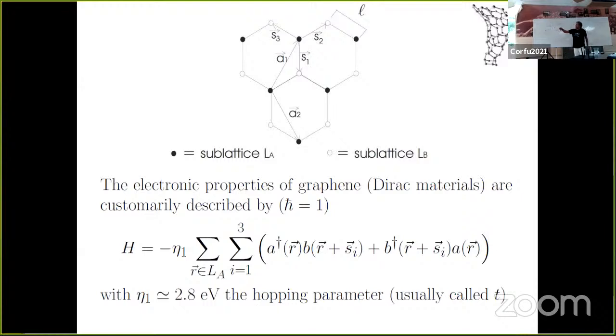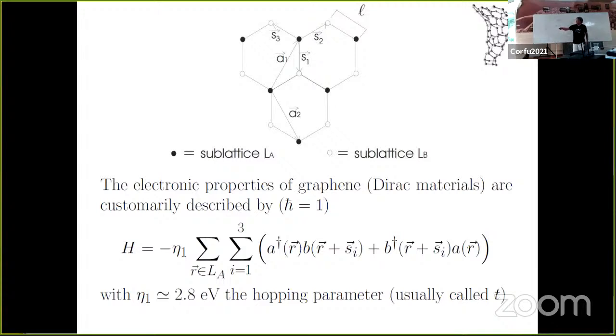In the particular case of graphene, these spots, white and black, are actually carbon atoms, and they are disposed in this particular way. What is important to understand from the condensed matter point of view is that this is not a Bravais lattice. You need two sorts of vectors, the set of vectors that carry you from the black to the black, and once you got to the black, you need another set of vectors, and these make the lattice not a Bravais lattice. The typical description of the conductivity properties of this material is given by the standard tight binding Hamiltonian, where in the case of graphene this parameter is given by this number. In the case of other Dirac materials, this number changes.